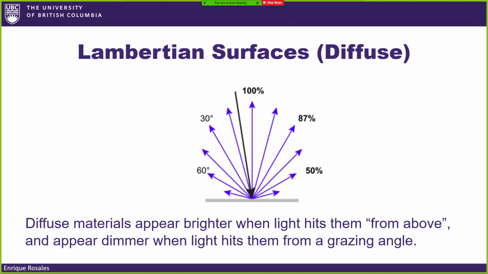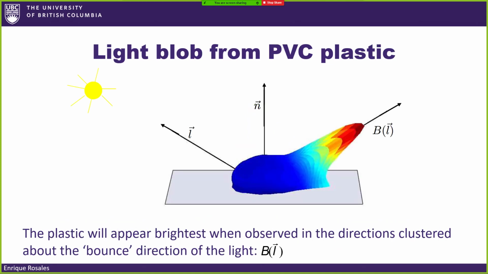So basically, surfaces appear brighter when light is hitting in the same direction or the opposite direction of the normal of the surface. And they appear dimmer when light hits them from the grazing angle, basically when the light is hitting at an angle that is orthogonal to the normal, right? And if you study how different materials behave and how much light is reflected depending on the angle of the light with respect to the normal, you will see that different materials have a very weird distribution.